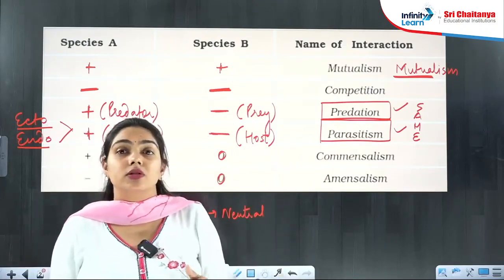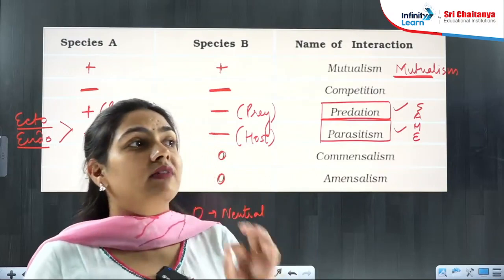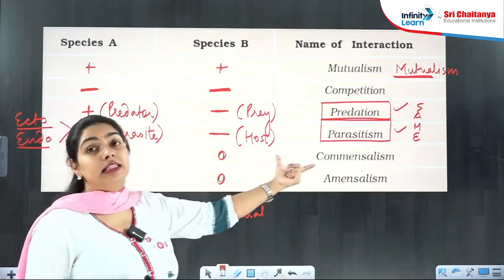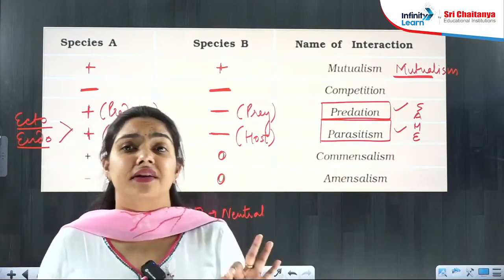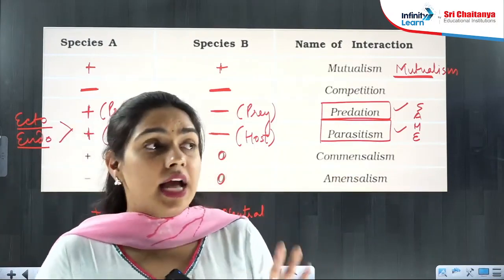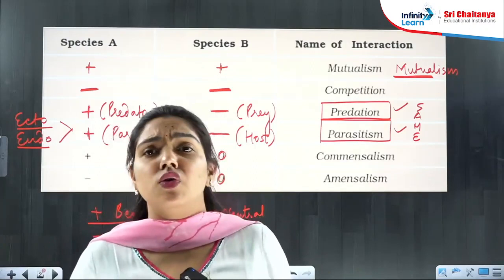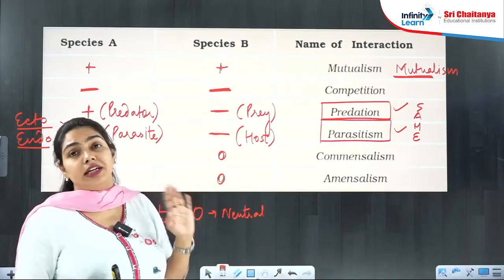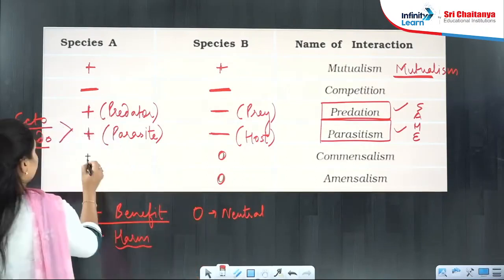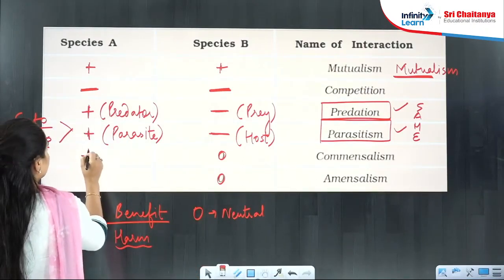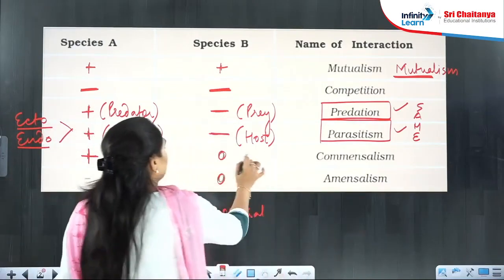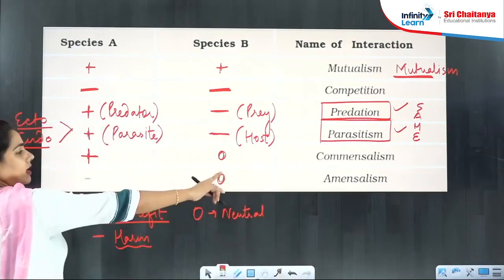When a parasite comes into the host body, the host will get harmed. Then coming to commensalism, beta, a very interesting interaction. I will give you many examples of commensalism. Commensalism is an interaction in which one is getting the benefit and the other is getting nothing. It is neutral, beta.